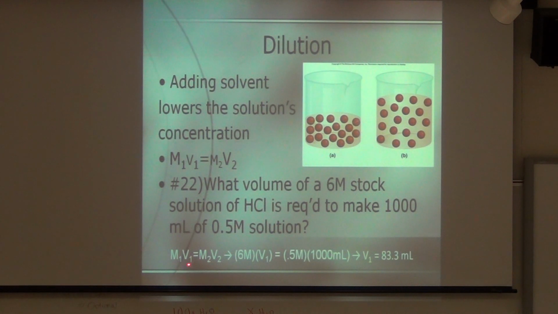So M1V1 equals M2V2. 6 molar times our unknown volume is equal to 0.5 molar times 1,000 mils. Divide both sides by 6, and you're going to get 83.3 mils. If it's asking for liters, then you simply divide it by 1,000, it'd be 0.083. The only time you really have to convert your volumes into liters is when you're using it to calculate molarity, because your molarity is moles per liter.